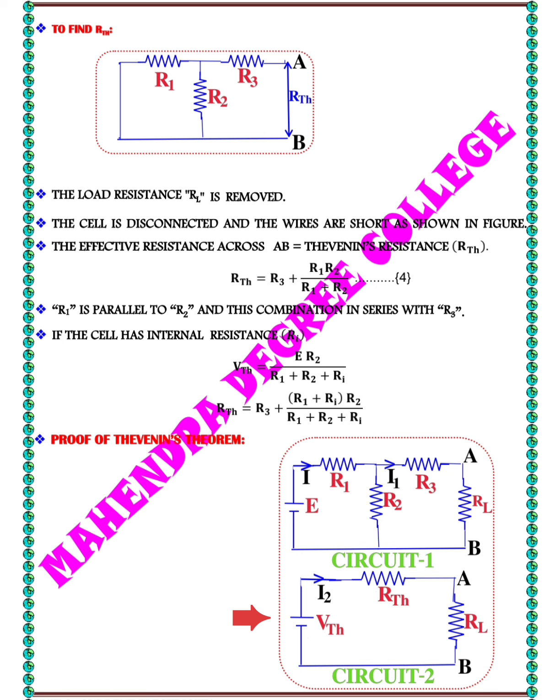RTH represents the Thevenin equivalent resistance, meaning the resistance seen from terminals A and B when the independent voltage source in the original circuit is turned off, replaced by a short circuit. RL represents the load resistor connected across terminals A and B. I2 represents the current flowing through the loop, meaning the same current through RTH and RL.